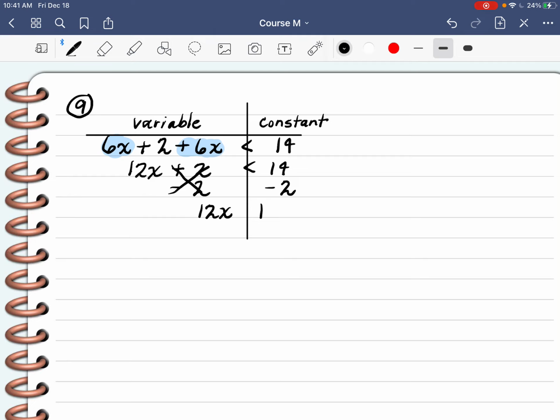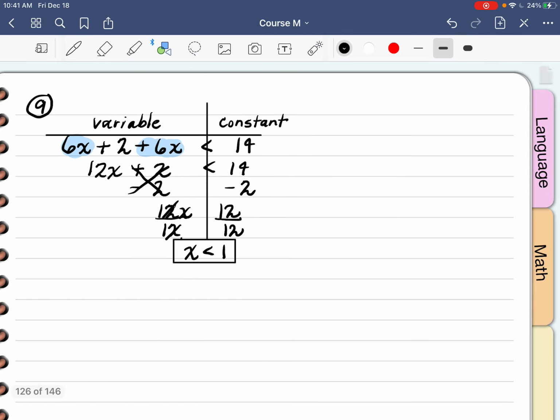You copy and then divide by the coefficient. The coefficient's positive, so you don't have to flip the sign here either. So we're left with x is less than 1. And it is already standardized for me. So I can graph it.